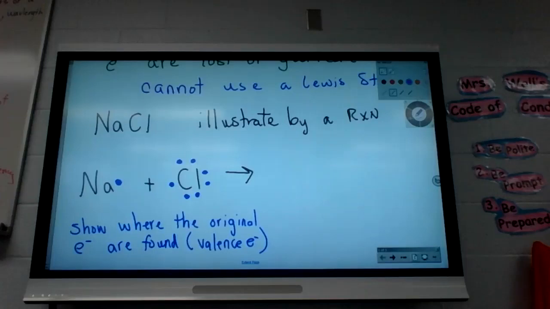I just said we don't have single dots in this class. Those are the old dot diagrams. This isn't a covalent Lewis structure, and it's not a covalent bond.